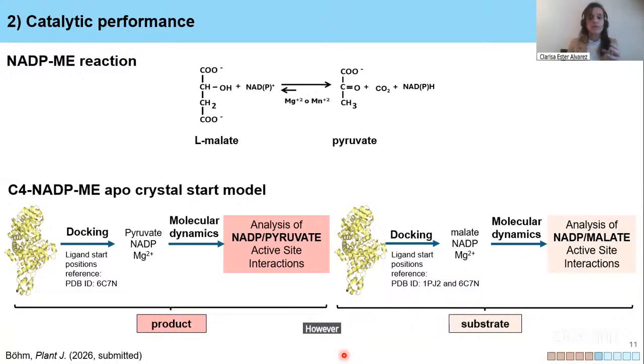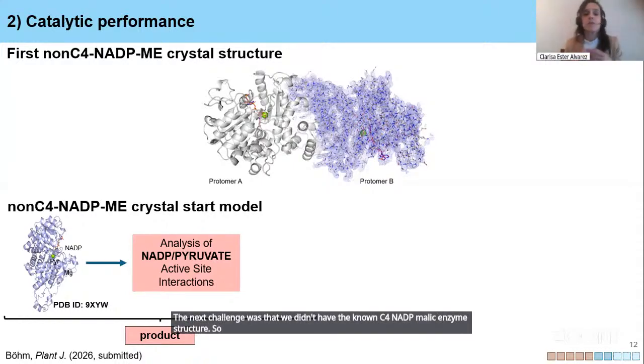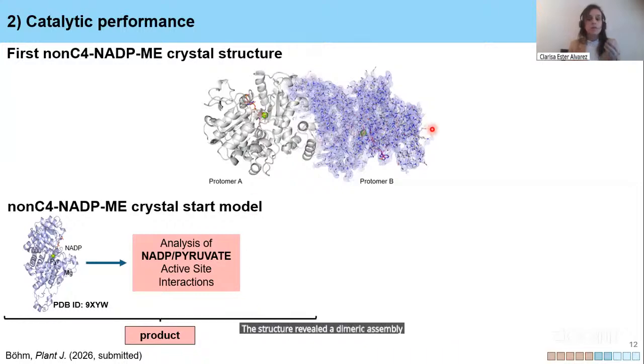However, understanding the C4 specialization requires a direct comparison with the non-C4 counterpart. So this brought us to the next challenge. The next challenge was that we didn't have the non-C4 NADP-malic enzyme structure. So we first crystallized the first non-photosynthetic plant malic enzyme structure reported to date. The structure revealed a dimeric assembly, and it was co-crystallized with the proton bound state.